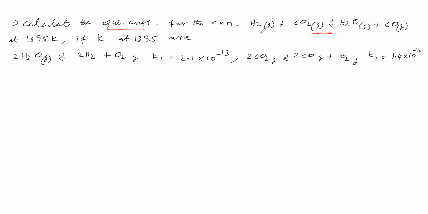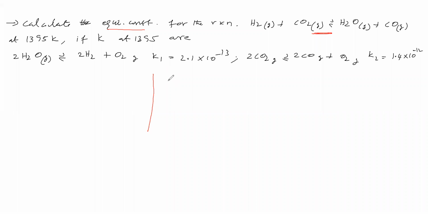In the required equation, hydrogen gas is there on the left side. That hydrogen gas is available in this equation. So what we have to do? We have to reverse this equation. If we reverse this equation, then only we will get to the required equation. So let us reverse that equation.